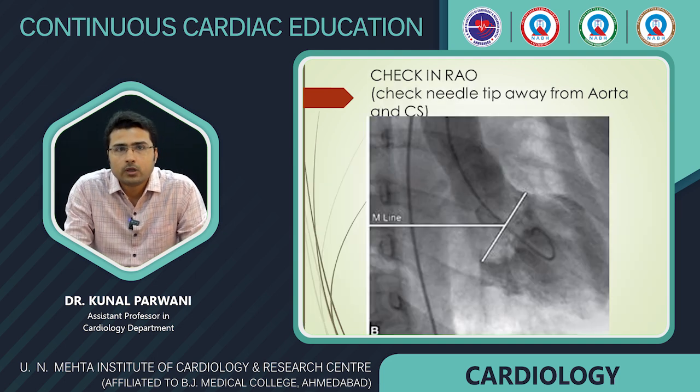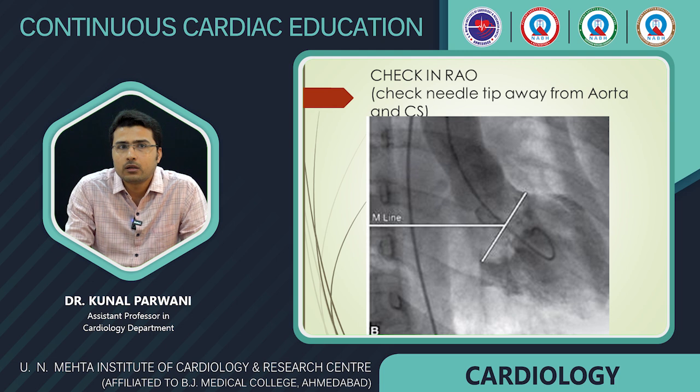In the RAO view, for this view you will need the LV angiogram. Usually this is not done, but this can be helpful in performing the safe transseptal puncture by obtaining a LV angiogram and a diastolic still frame. You can appreciate the mitral annulus. From the midpoint of the line of the mitral annulus, we draw a horizontal line, and at the midpoint of this horizontal line, that is called the M line, about one vertebra below would be the ideal site of the location of the transseptal puncture.